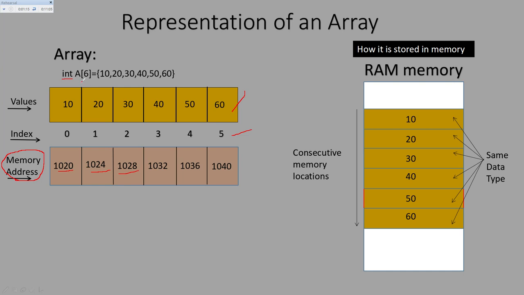Next we give the array name, that is A. Next we give 6 as the size. So we can store 10, 20, 30, 40, 50 and 60. In RAM memory, it is stored in this way. That is, as we know, all the elements are the same data type, as said in the previous slides.